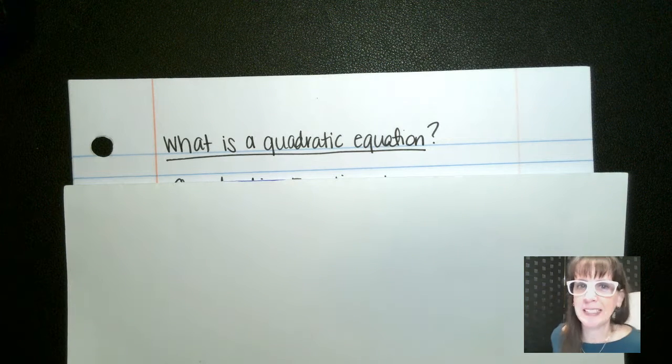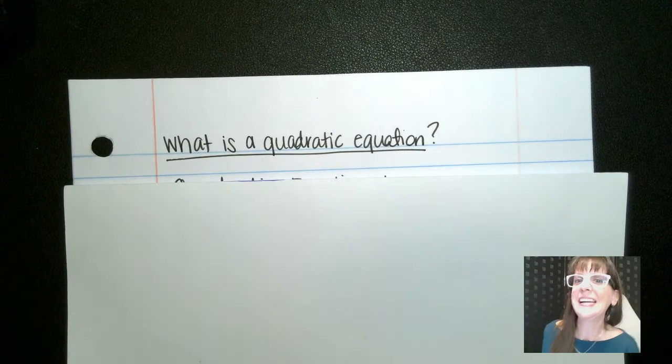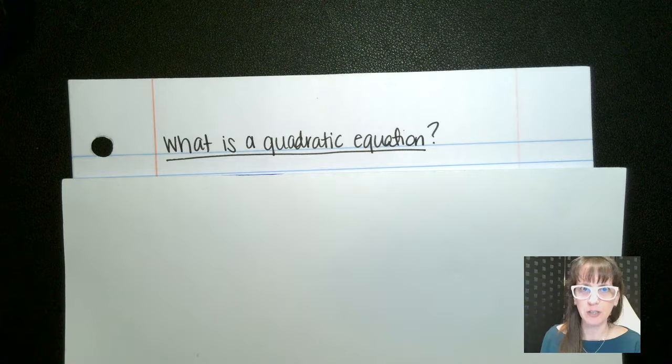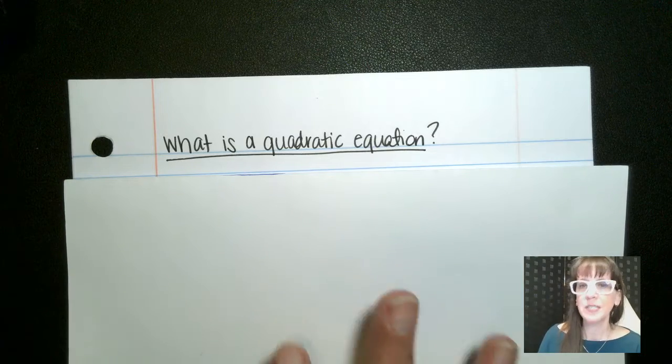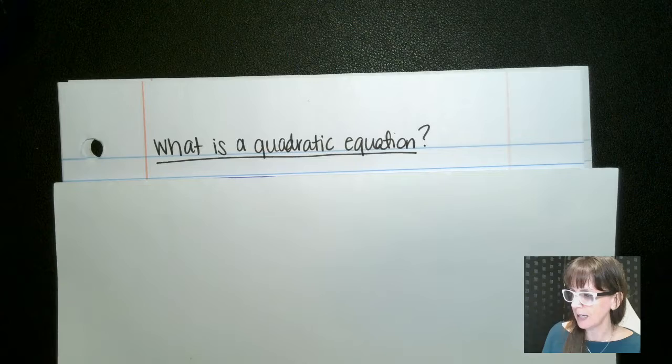Hi friends, welcome back. Today we're talking about what is a quadratic equation. A quadratic equation is just a type of function that we are encountering in algebra that has a variable that is squared. So typically you'll see it in standard form, which looks something a little bit like this.